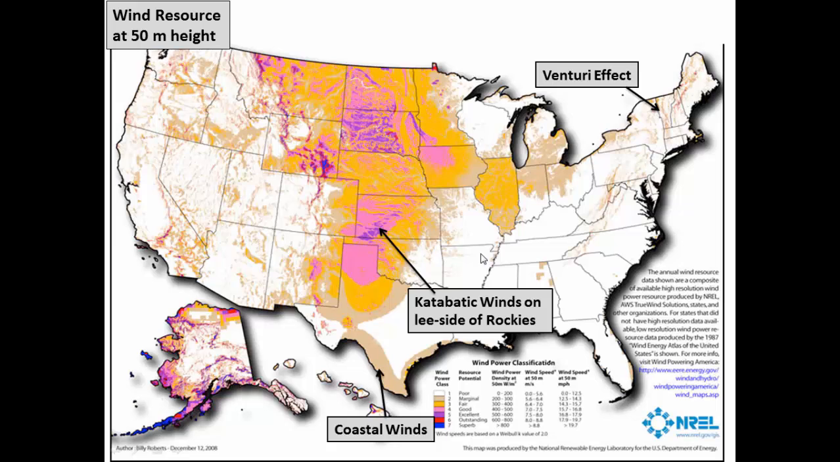I'll synthesize all this with the map we looked at in the very beginning. This is the electrical generation potential from wind in the United States. What we can see now is that this huge area on the east side of the Rockies is very windy because of katabatic winds flowing off the Rockies here. Then we can see examples of the Venturi winds all over the place.